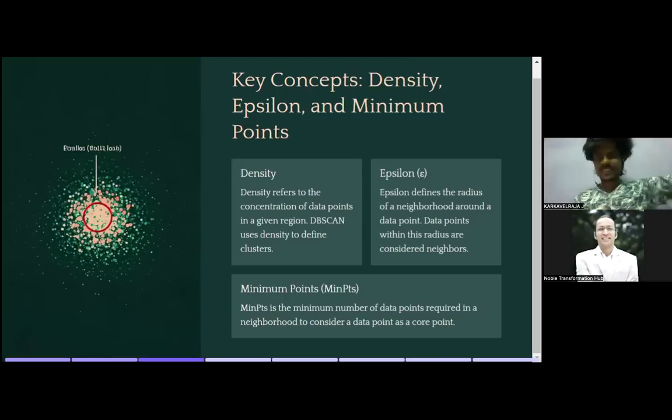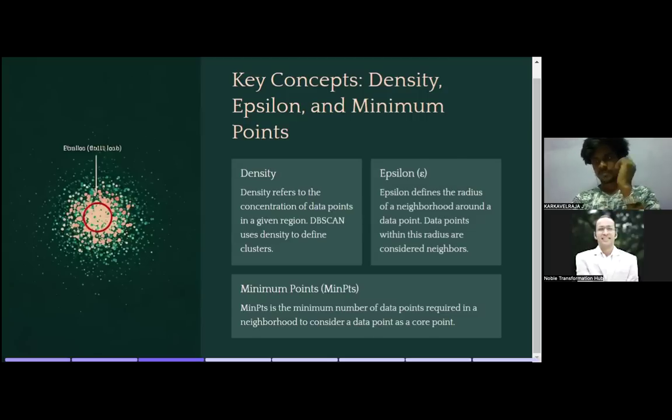So key concepts in DBSCAN: density, epsilon, and minimum points, which is MinPts for short. For epsilon, there's a small e in brackets. So density refers to the concentration of data points in a given region.